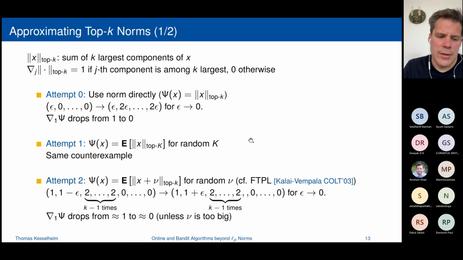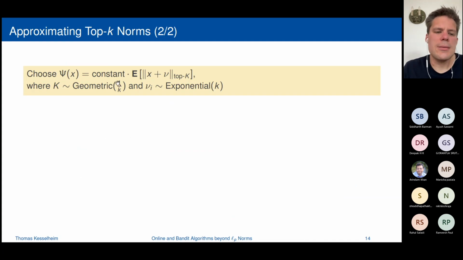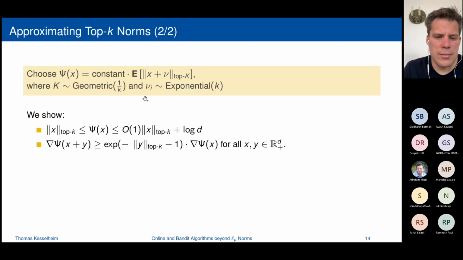But the amazing thing is that if you combine this with the first approach of choosing a random k, then this works. So what we do is we choose our norm approximation to be proportional to the expectation of the top capital K norm, where this capital K is drawn from a geometric distribution. So its mean is exactly our small k. And this noise is drawn from an exponential distribution, and this becomes smaller as k increases. And then you can actually see that with this, you will get a constant multiplicative error and an additive log d error, and you'll have this gradient stability.